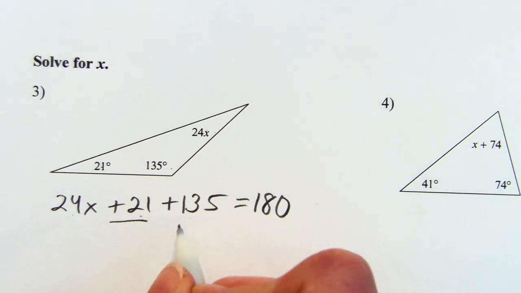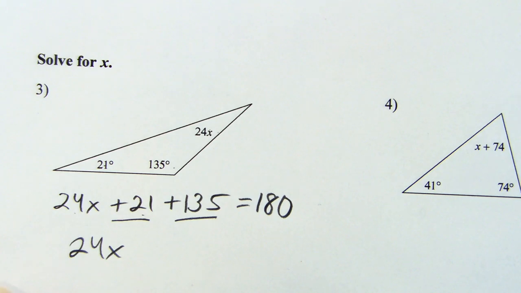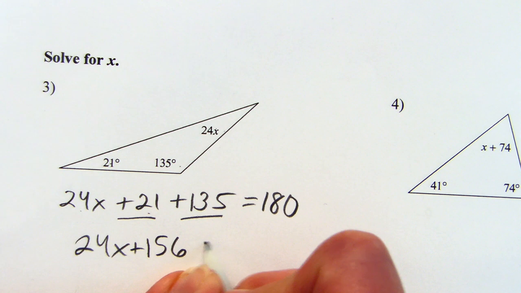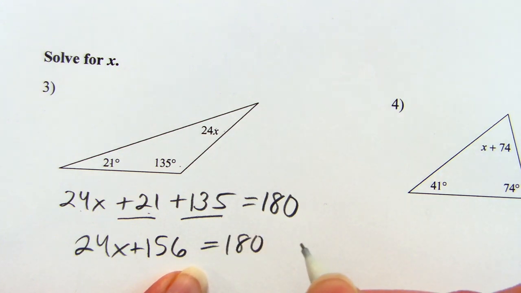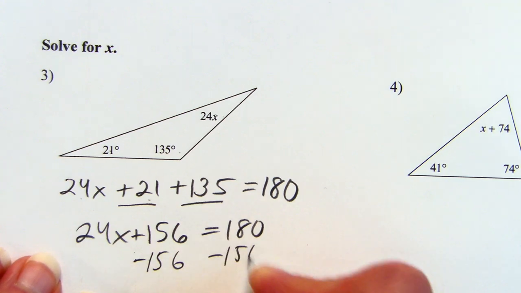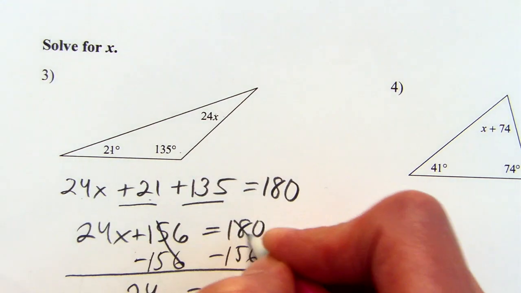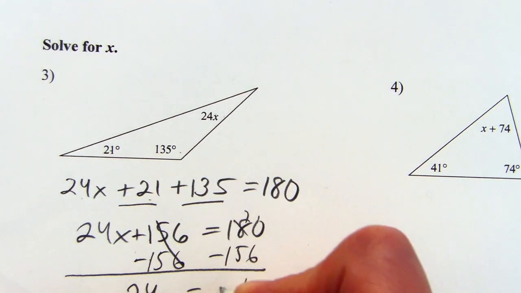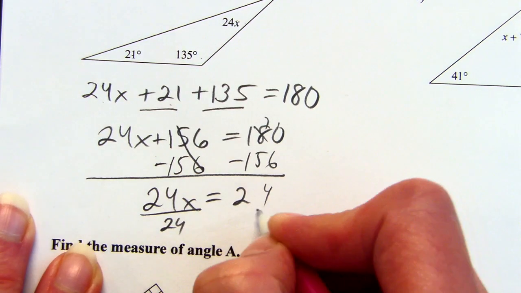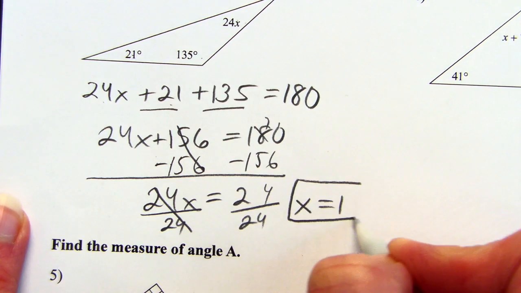So to solve, first we're going to combine like terms over here on the left side. So I'll bring down my 24x, and this will be 156, so plus 156 equals 180. Now it's a two-step equation. We're going to subtract 156 from both sides, bring down the 24x, and just really quick show you that's going to be 24. So divide by 24, and we get x equals 1.